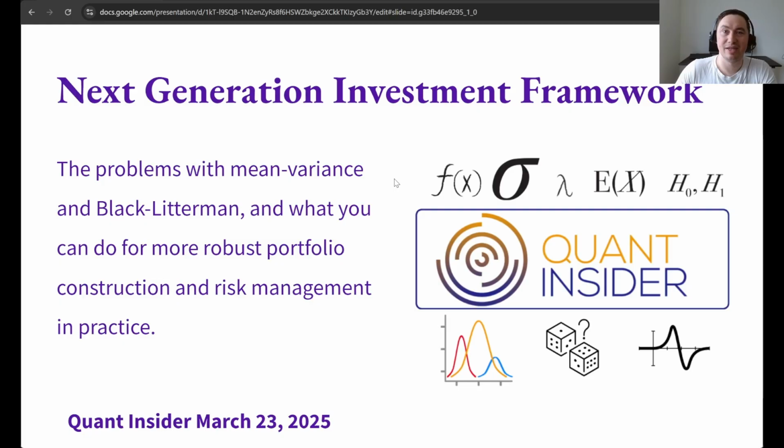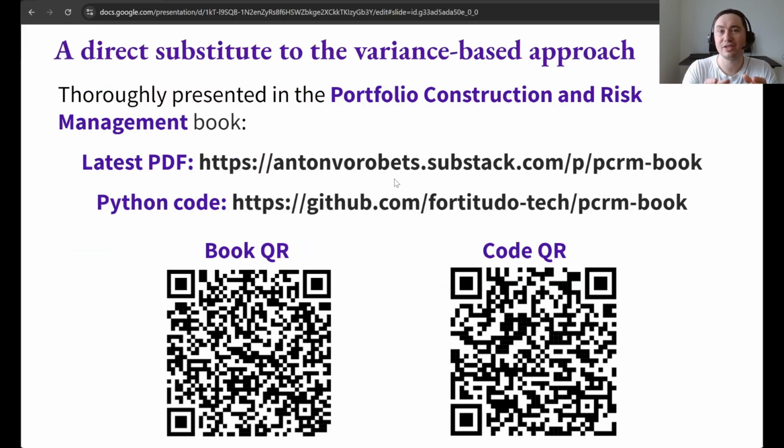The title of the presentation is Next Generation Investment Framework, and at first you might think that this is a bold statement. But what you will see during this video is that there exists a practically feasible alternative to the current mainstream variance-based approach, which solves many of the fundamental problems.